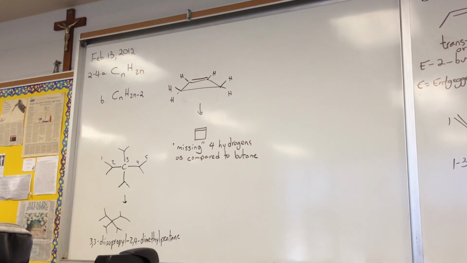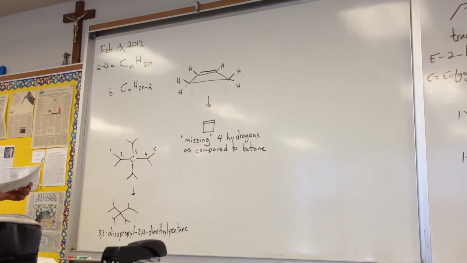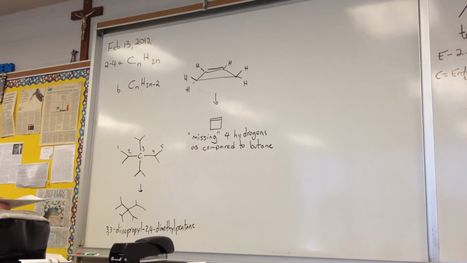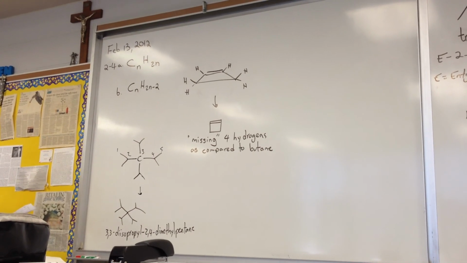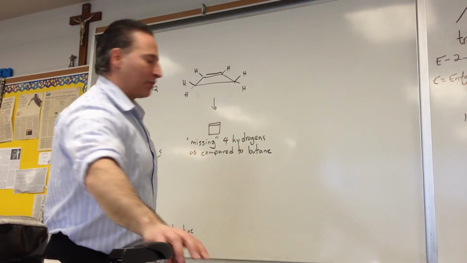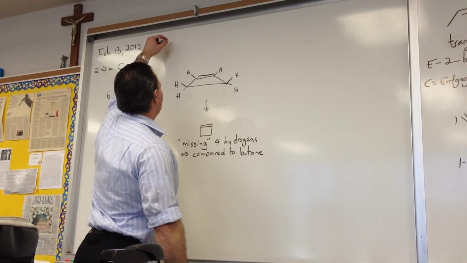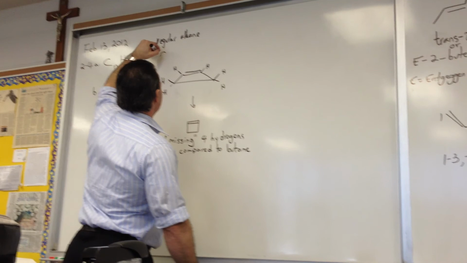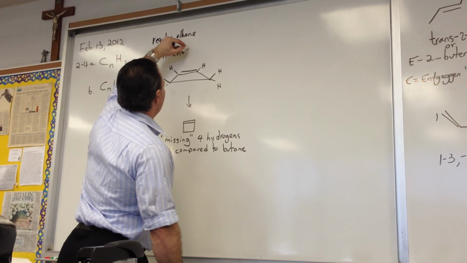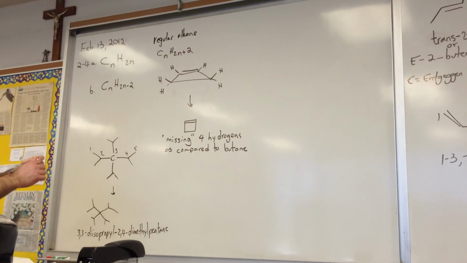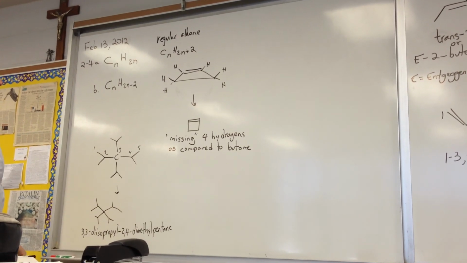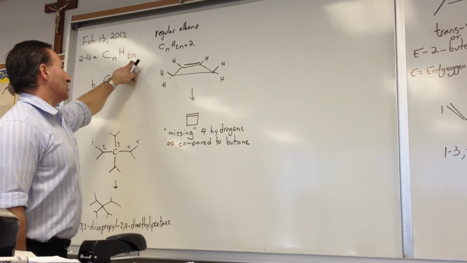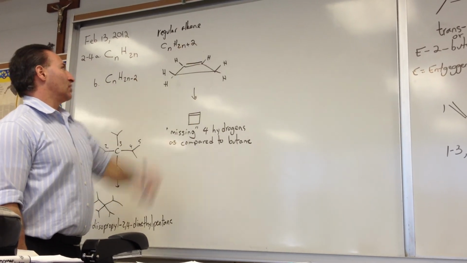This is from your handout, section 2.4. First question is, what is the general empirical formula for an acyclic alkene with one double bond? We recall that for a regular alkane, the formula would be CnH2n+2. But with an alkene, two hydrogens have to be missing so that the molecule can form a double bond. And therefore, the formula would be reduced to simply CnH2n. Two of the hydrogens are gone.